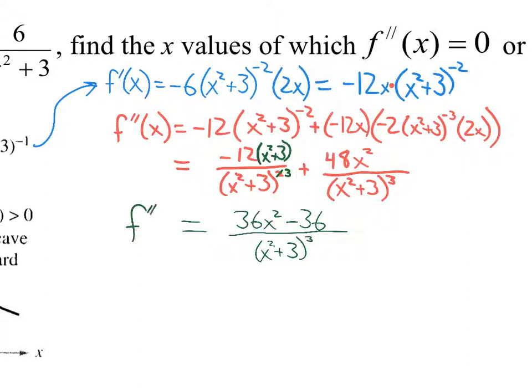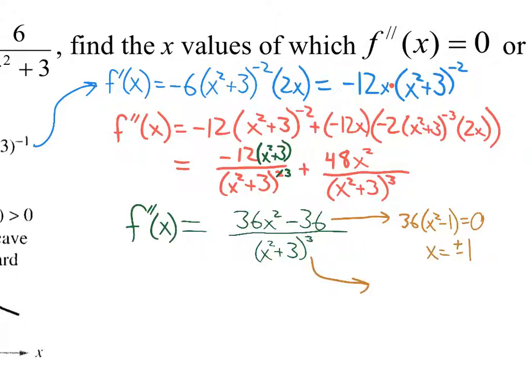Do you want us to distribute that to 36? We can, and actually, now that we're at the end, okay, what's our last thing to do here? Well, set this equal to 0. So 36 times x squared minus 1 equals 0 when x equals plus or minus 1.